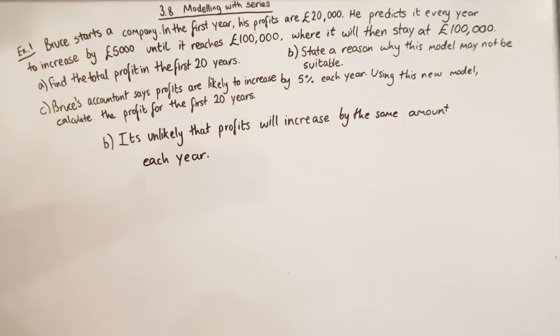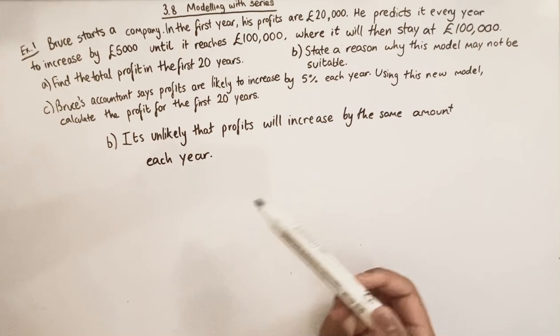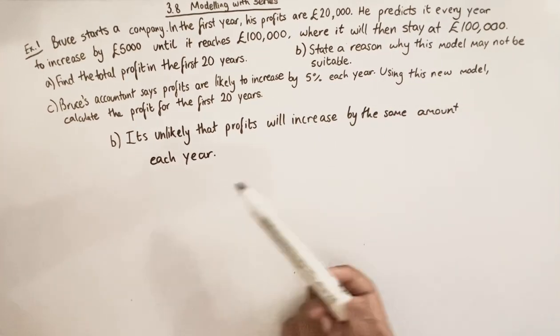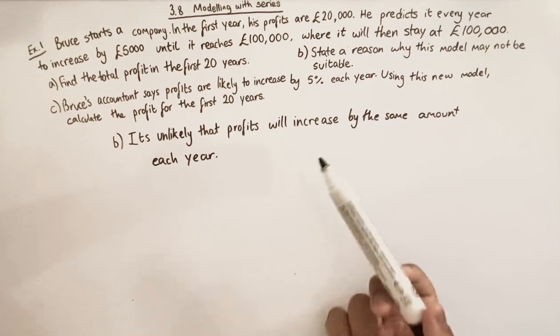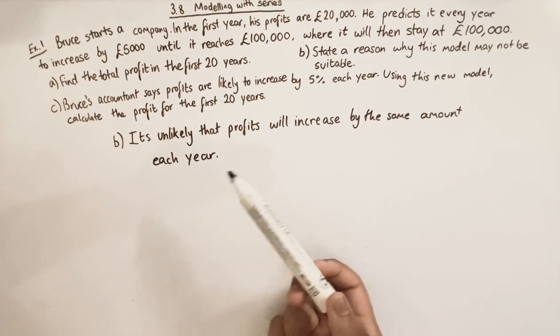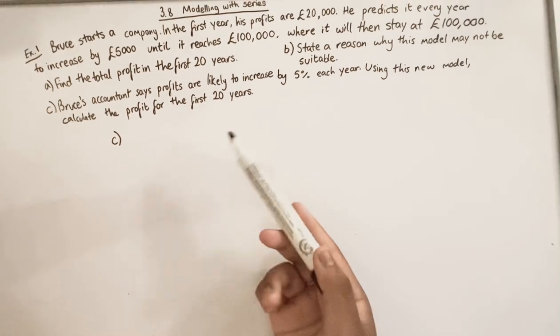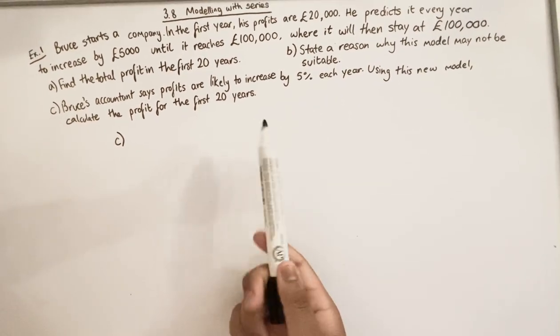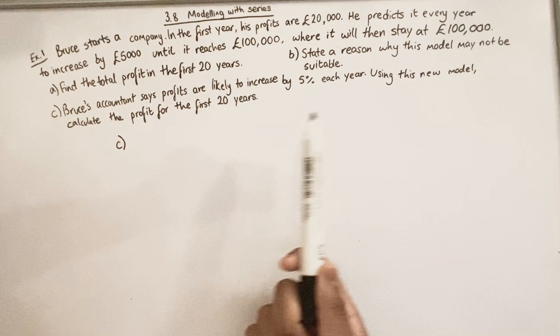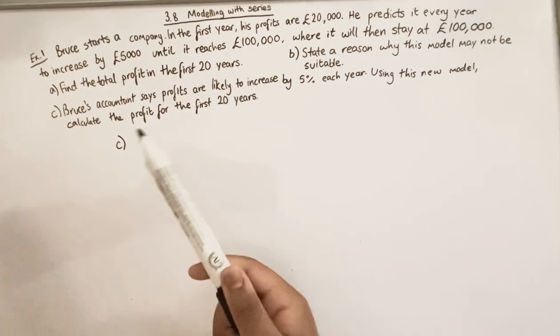For Part B, questions like this usually want you to give an answer in terms of the context of the question. So any answer that is suitable is fine, such as, it's unlikely that the profits will increase by the same amount each year. For Part C, we can see that it follows a geometric sequence because each profit next year is 5% more than it was the previous year.